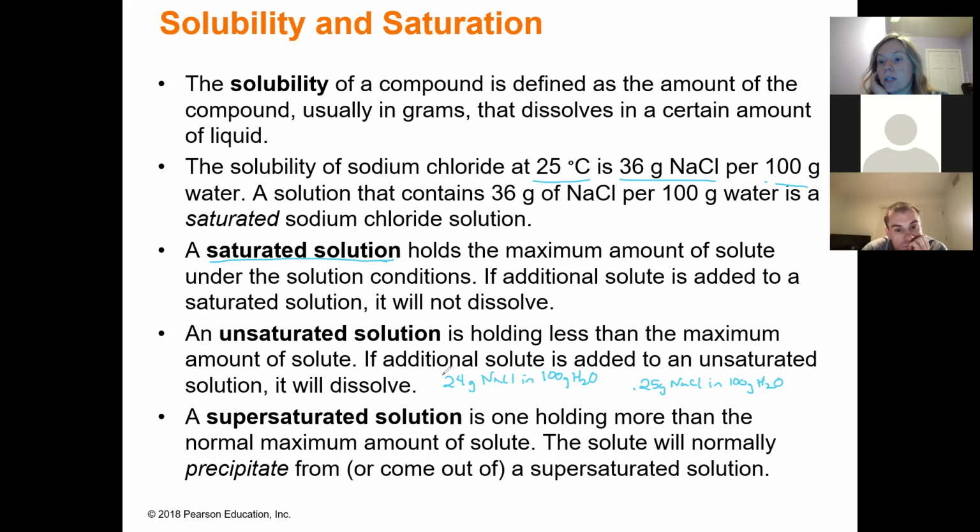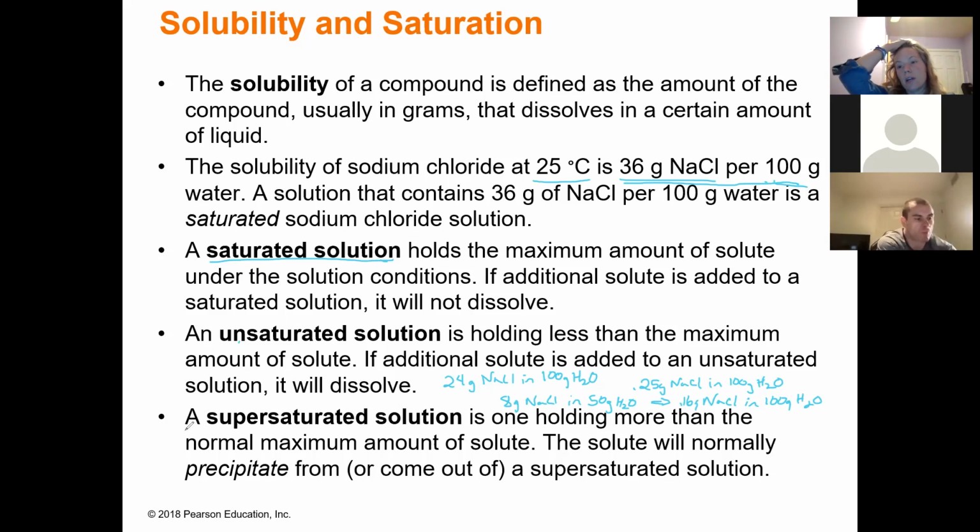There's multiple unsaturated solutions. Let's say I had something like 8 grams of NaCl in 50 grams of water. If this is the solubility here, this is in reference to 100 grams of water. So what you can do is just multiply both these numbers by 2 to get it to 100 grams, right? So it's equivalent to 16 grams of NaCl in 100 grams of water. Is that saturated? No, it's an unsaturated solution.